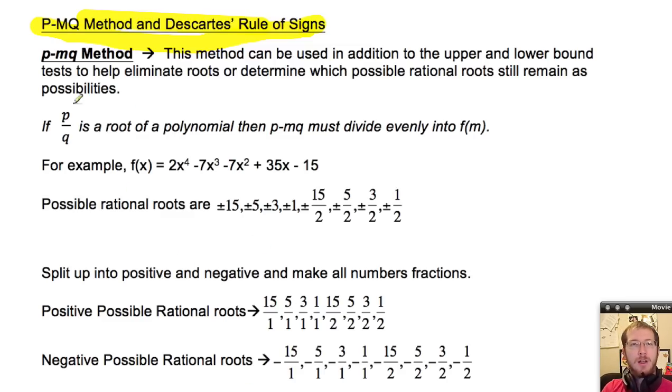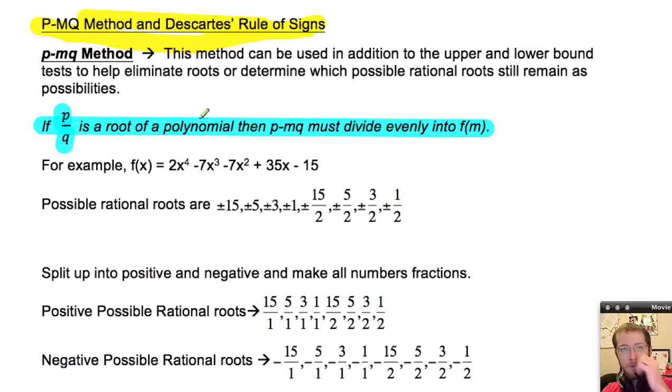Alright, so the P minus MQ method says if P over Q is a root of a polynomial, then P minus MQ must divide evenly into F of M. Okay, so what does that say? That says that if we have one of our possible factors, P over Q, for it to be a root, then P minus some number M times Q must be a factor of F of that number M. Alright, let's look at an example.